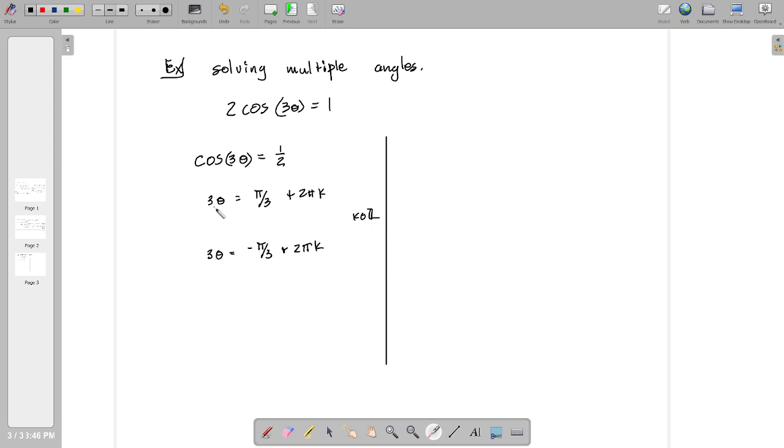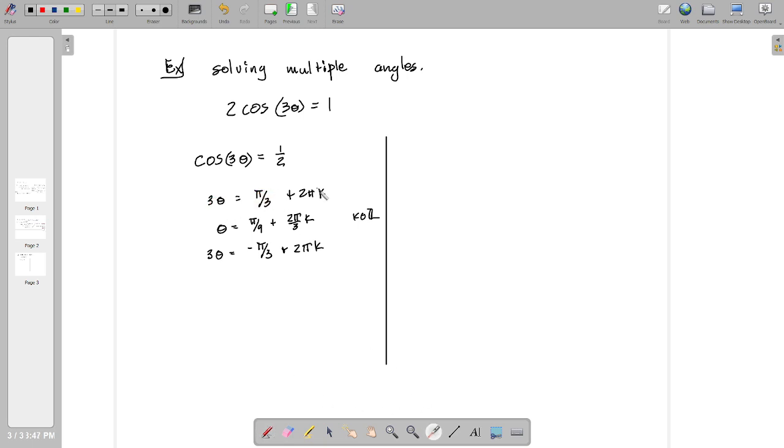Now, so far, we've solved for 3 theta. And remember, it's just an angle. Don't freak out that there's a 3 in front of it. If we replace 3 theta with pi over 3, we get a solution. But in order to solve for theta, we just divide by 3. So this one will become theta is equal to pi divided by 9 plus 2 pi divided by 3 k.